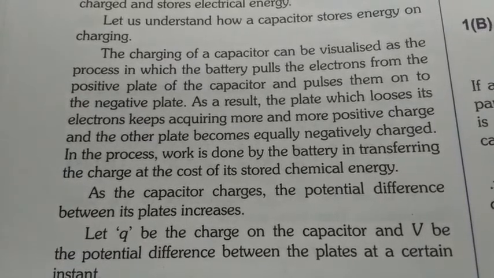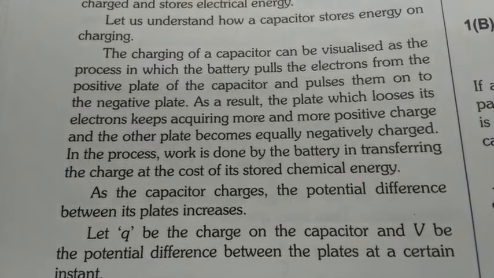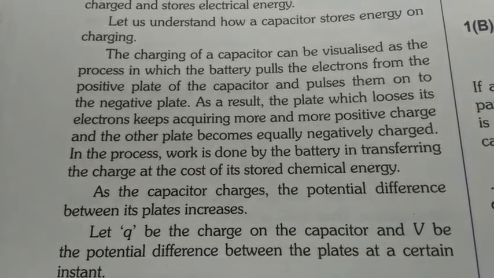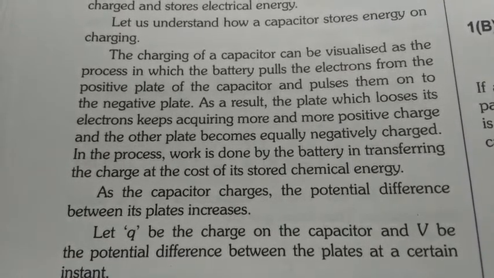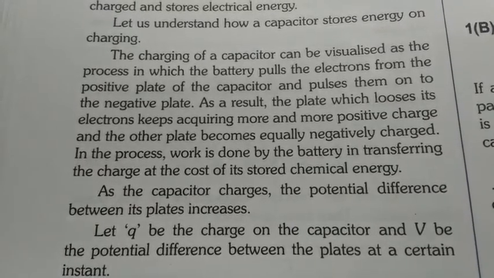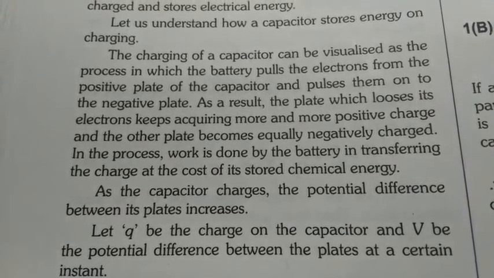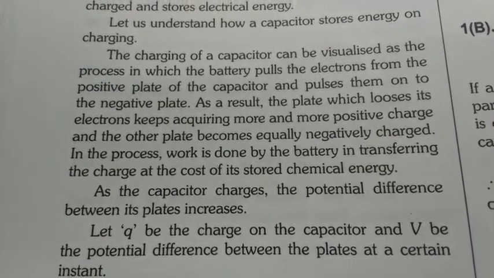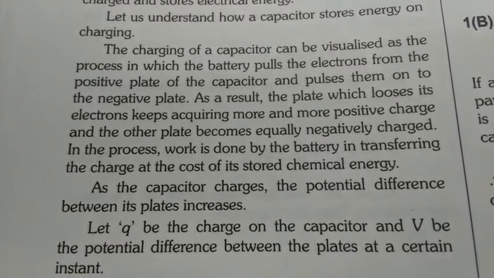Here the battery is pulling the electrons from the positive plate of the capacitor to the negative plate. So, when the electrons move from the positive to the negative plate, the positive plate again gets charge from the battery. So the positive plate gets charge from the battery and an equal amount of charge is transferred to the negative plate. Okay, so on both the plates this process of charging is happening. On one plate positive charges continuously accumulate, on the other plate negative charges continuously accumulate.